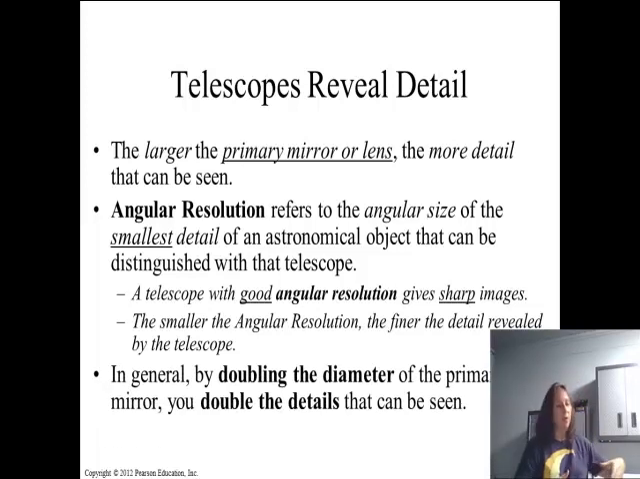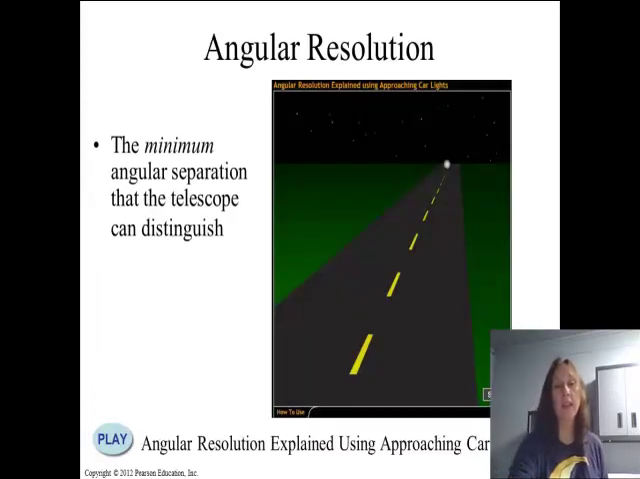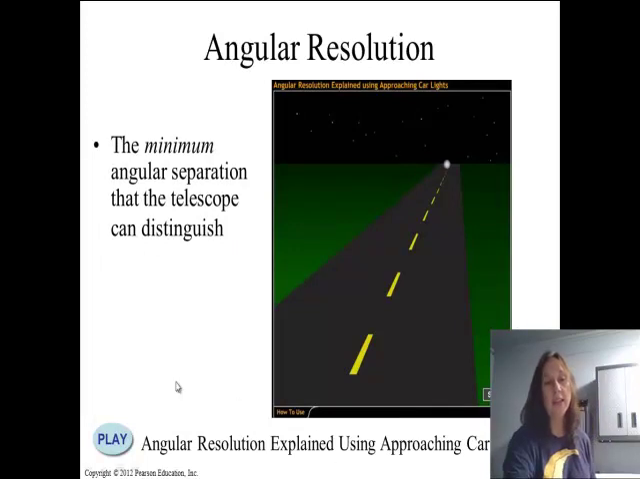So in general, if you take the mirror of a reflecting telescope, or the lens of your refracting telescope, and the larger you make it, basically the more photons it's going to gather. So the bigger the better in general for all of these aspects of using a telescope. And in general, if you double the diameter, you're going to double the details that you can see. Angular resolution talks about details that you can see. And I like this. Let's see what you think of this little video.